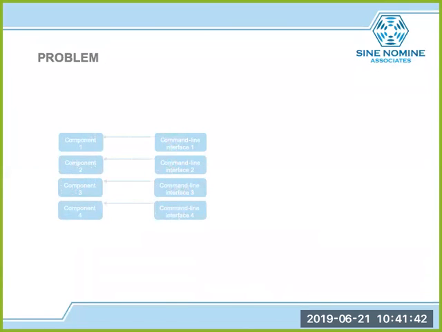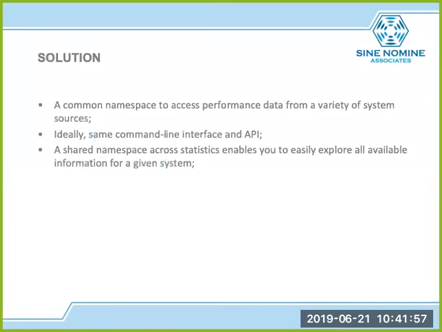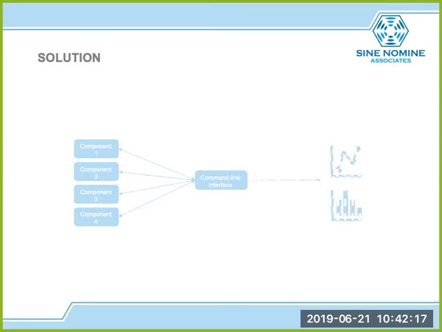So yeah, usually if you want to see your system as a system, you have to have something that's going to be responsible for getting this data from each component and process this data for you. And it's not very convenient. So a possible solution to that problem would be a common namespace that can be used to get stats from every component of the system. So yeah, we have here the same command line interface, and we can use that interface to get stats from every component of the system.